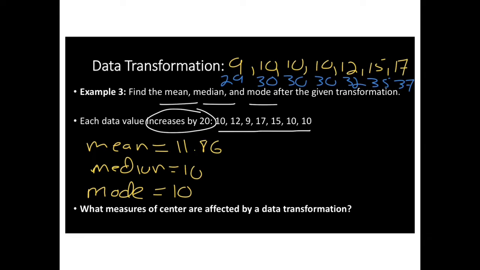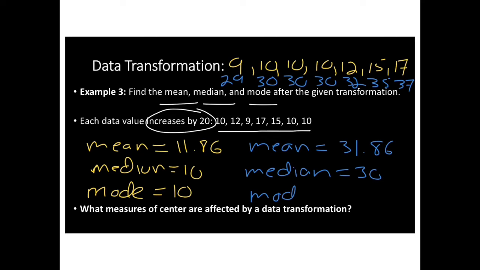If we add them all together and then divide by 7, our new mean is going to be approximately 31.86. For our median, again, it's going to be our exact middle. If this 10 was the middle, then this 30 is going to be our middle as well. So for your median, it's going to be 30. And then for our mode, the most often occurring number is also going to be 30.